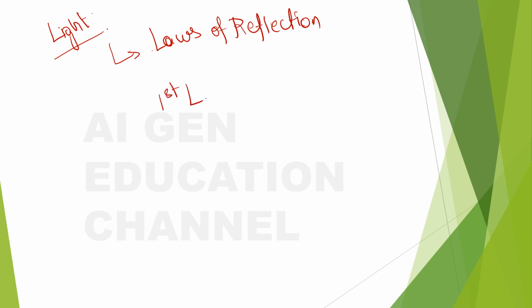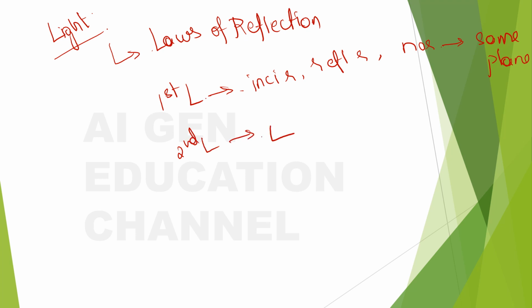Yes, the first law states that the incident ray, the reflected ray and the normal to the point of incidence all lie on the same plane. Okay, and the second law states what? Yes, the angle of incidence and the angle of reflection are equal. Okay, so these are the laws of reflection.